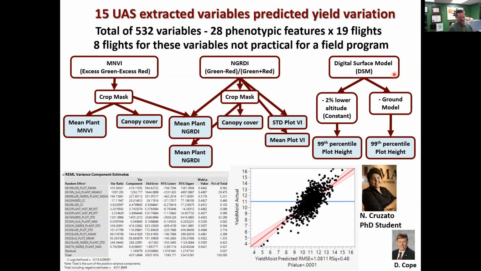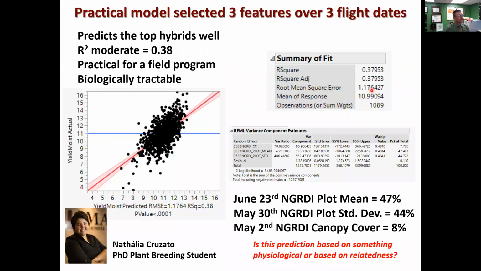19 flights and flying all that time and processing the data. So I challenged Natalia to reduce that to a fewer number of flights and see how good she can do at predicting yield with that. And this is what was really exciting to me.